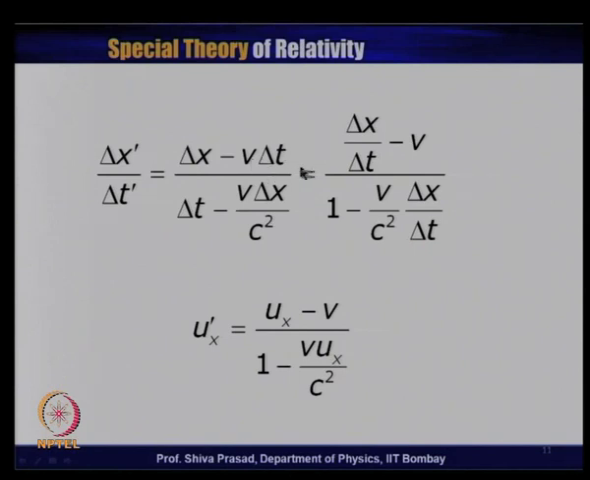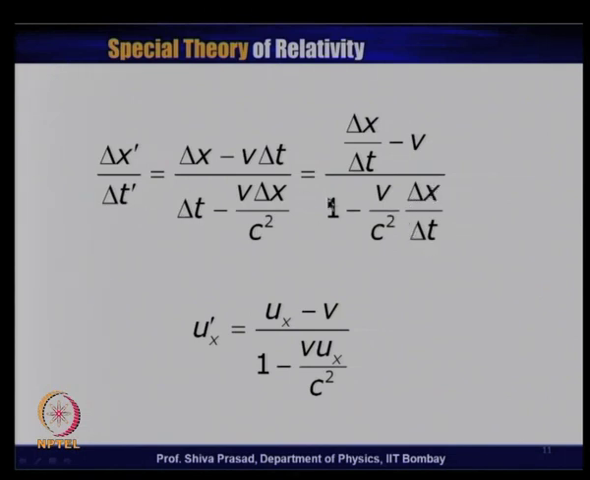Then we have the second term v delta t. If we divide this by delta t, it just becomes v, the delta t goes away. Similarly, in the denominator, if I divide by delta t, delta t divided by delta t will give me 1. So there is a 1 here. Then we have v upon c square, then delta x divided by delta t can be taken out separately.